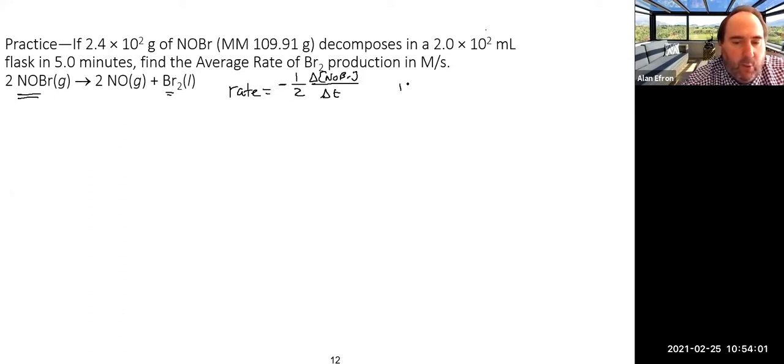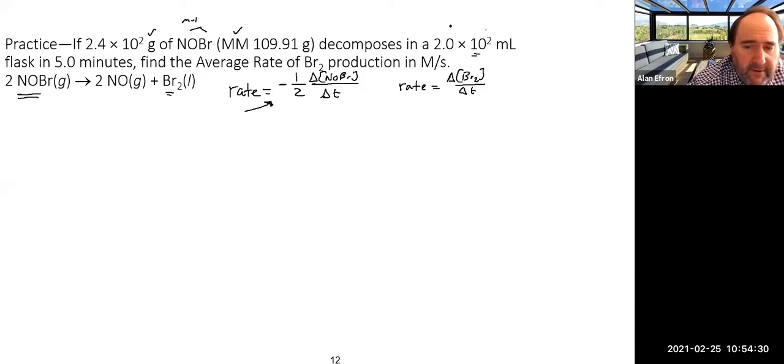So that would get us a rate is equal to, again, because it's a product and it also has a 1 for the coefficient, change in Br2 over the change in time. So we'll focus in on, obviously, this guy here, since they were nice enough to give us that information. They didn't really give us molarity, but they did give us grams and the molar mass. That's enough to get to moles. And we do have the volume over here, which we could get into liters. So we do have enough information to really figure out the molarity of the NOBr. So that's what we probably would want to do first.